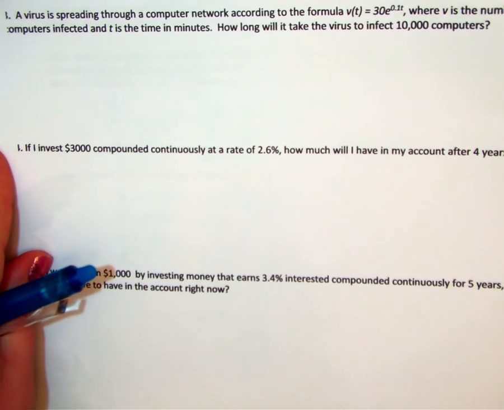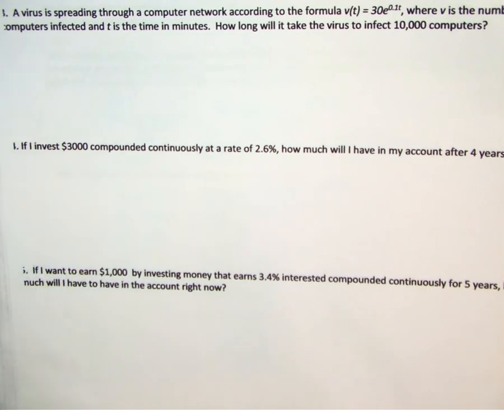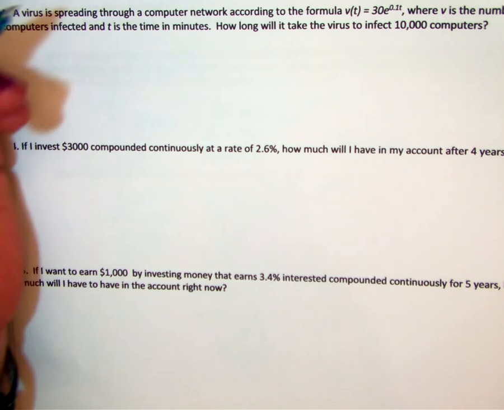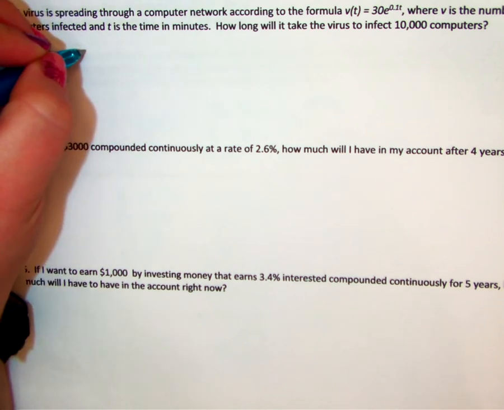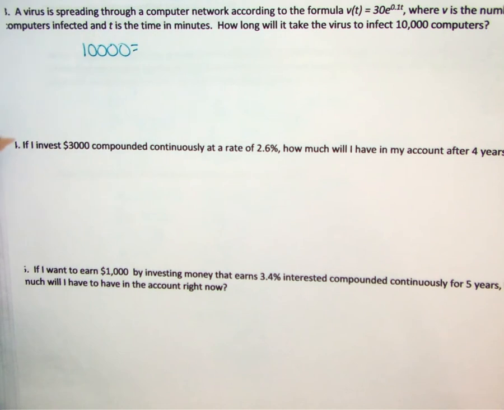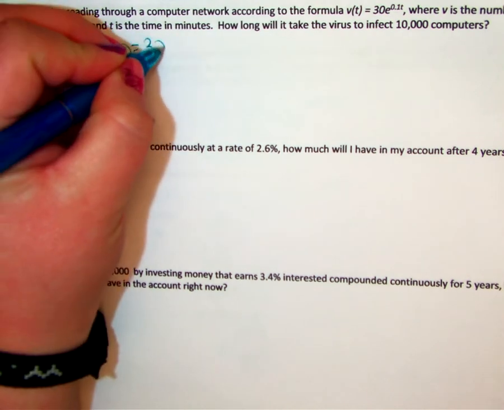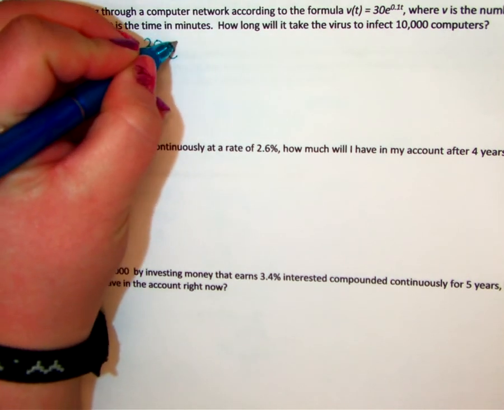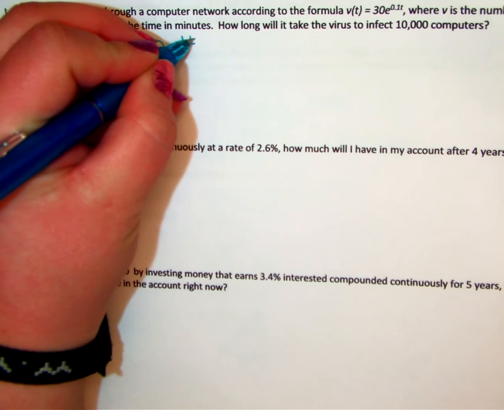So a virus is spreading through a computer network according to the formula V = 30e^(0.1t). V is going to be the number of computers infected. T is the time in minutes. They want to know how long it is going to take the virus to infect 10,000 computers. So we want to know when V is going to equal 10,000.